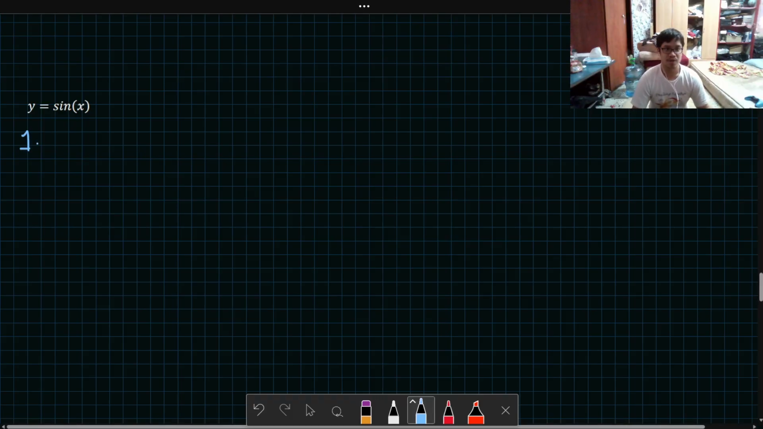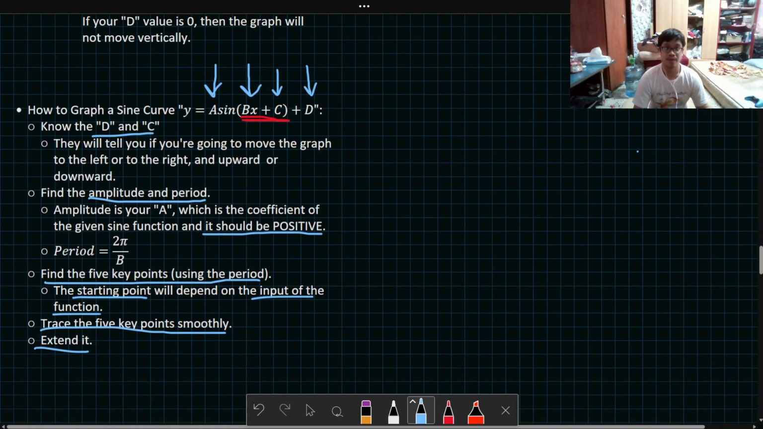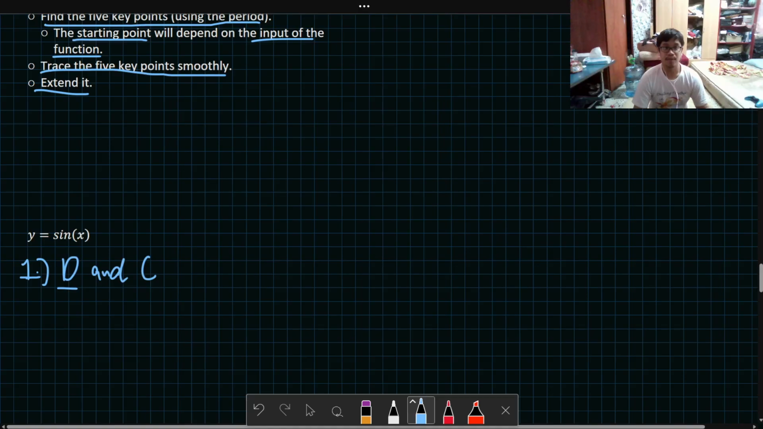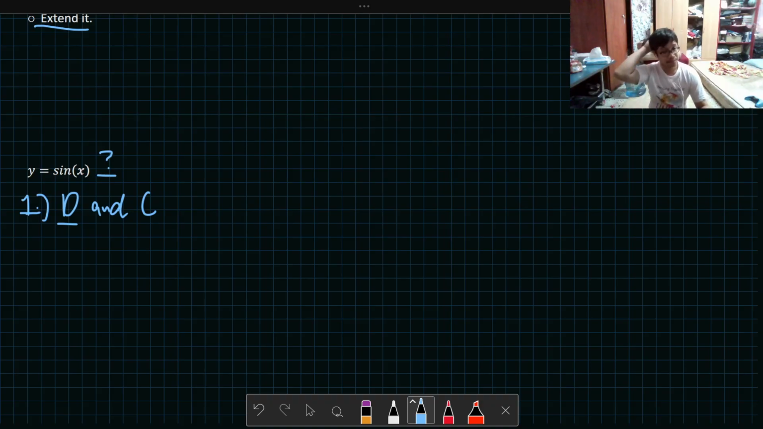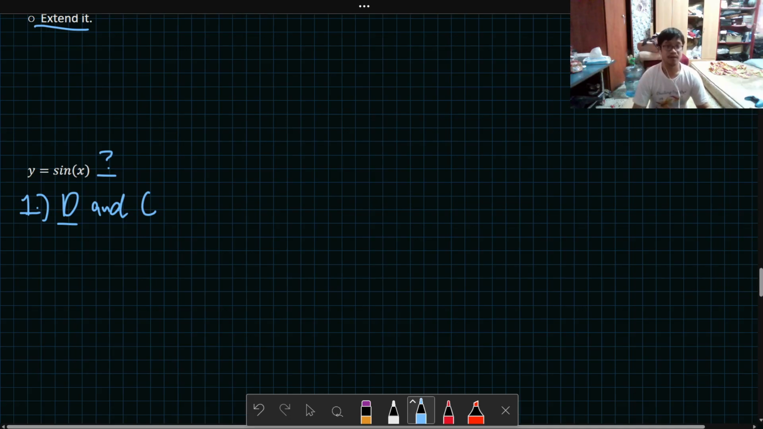First step is, once again, you need to know the D and C. The D is what again? Basically, the number outside the sine function. Now the problem here is that it's not visibly given. It's nothing. It's just sine x. There's no number or constant term. So what does it imply? It implies that your D is actually 0. Okay, your D is 0.